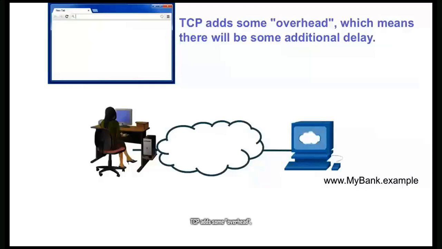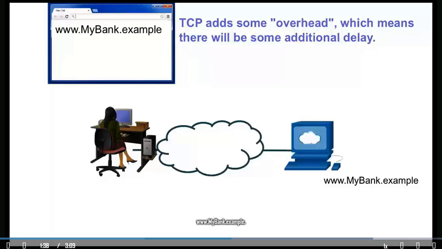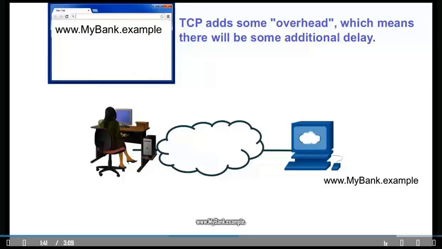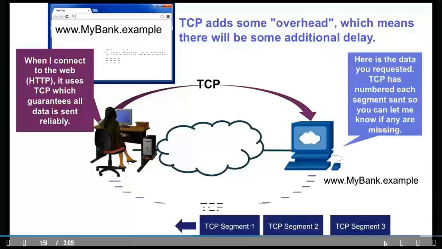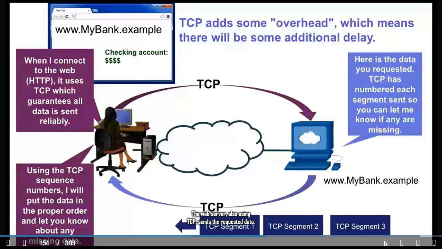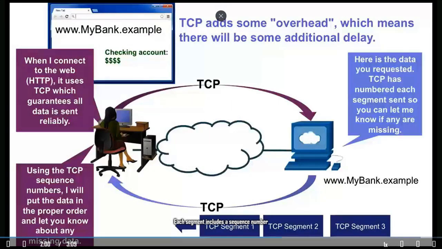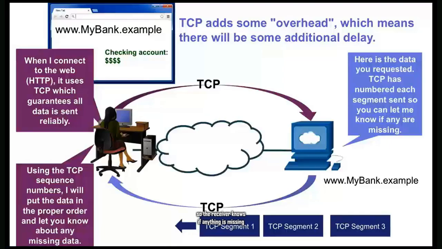TCP adds some overhead, which means there will be some additional delay. For example, the network application HTTP uses TCP to make sure all the data is delivered reliably. Here, the user types in the URL www.mybank.example. TCP is used to transport the information reliably between the user's computer and the web server. The web server, also using TCP, sends the requested data, the web page, in separate segments. Each segment includes a sequence number so the receiver knows if anything is missing and so it can assemble it in the proper order.